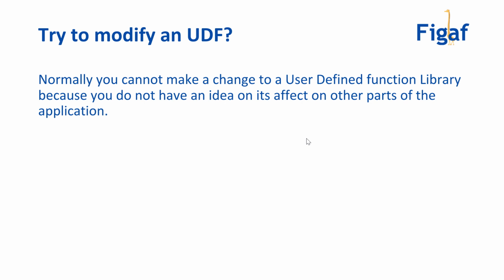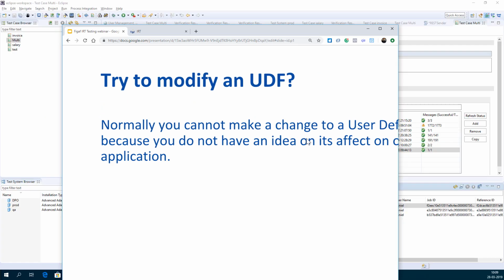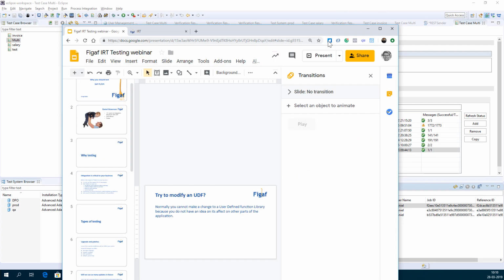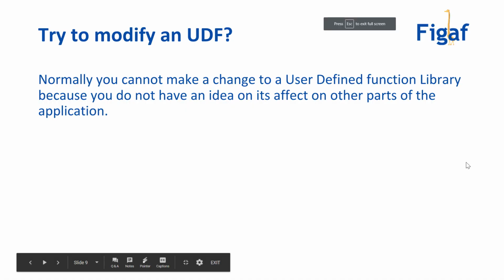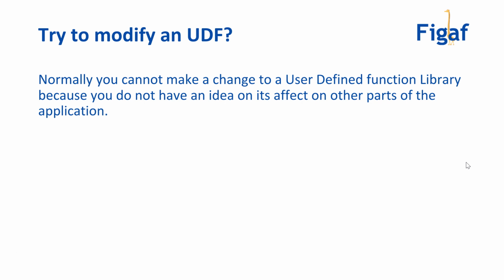I don't know about you, but doing modifications to a user-defined function library is kind of a no-go, because you have quite a number of documents or mappings that are using this, and if you make a change, you don't really have an idea what the impact would be. If you had a testing tool in place, then you could actually make these modifications and validate that it did not impact any other things than we expected.